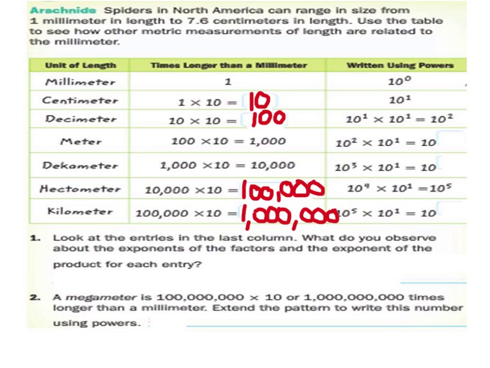Well, let's look at these powers then. So powers, what do we got here? 10 to the power of 2 times 10 to the power of 1 equals 10 to the power of 3. Yeah, very good, Olivia. So you can see these just increase by 1 every time.